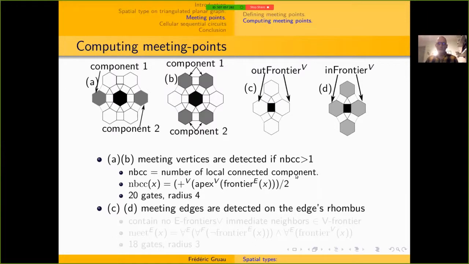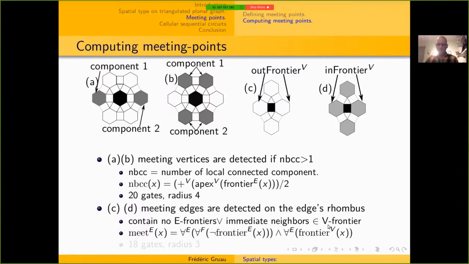In order to compute the meeting edge, we have to consider the rhombus around the meeting edge and check 2 conditions. First, that there is no edge frontier within it, and second, that the 2 immediate neighbors are in the vertex frontier. The absence of edge frontier in the whole rhombus is computed using 2 for-all operations, and the presence of 2 vertex frontiers in the immediate neighborhoods needs 1 for-all operator. The whole computation takes 18 gates and has a radius 3.